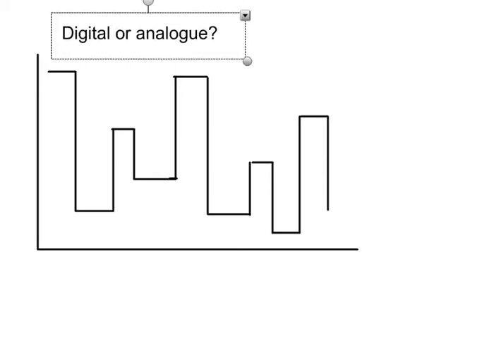Right, we're going to have a little look at digital or analog signals. We've got a picture on the screen. We've got a nice squarish wave pattern there. Tell me, is that digital or analog? Well, as Shona would tell you, it is in fact analog.